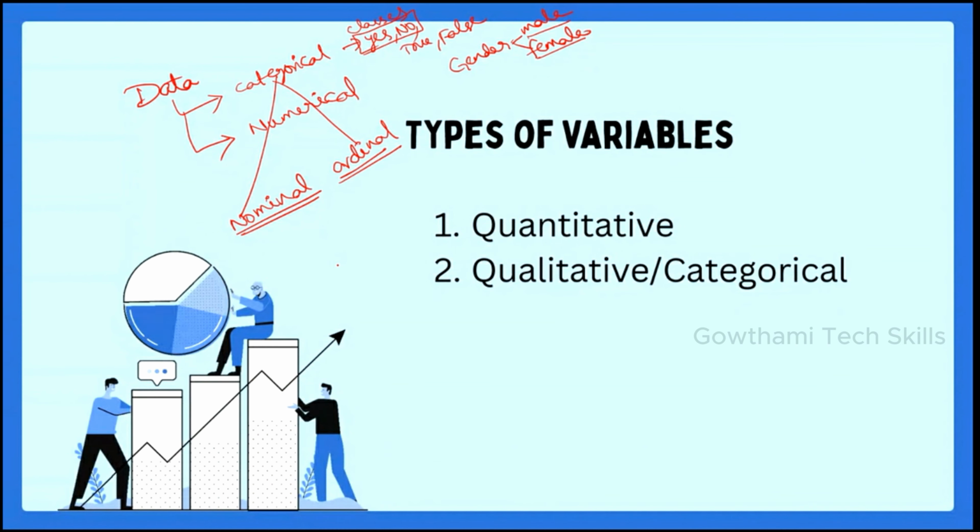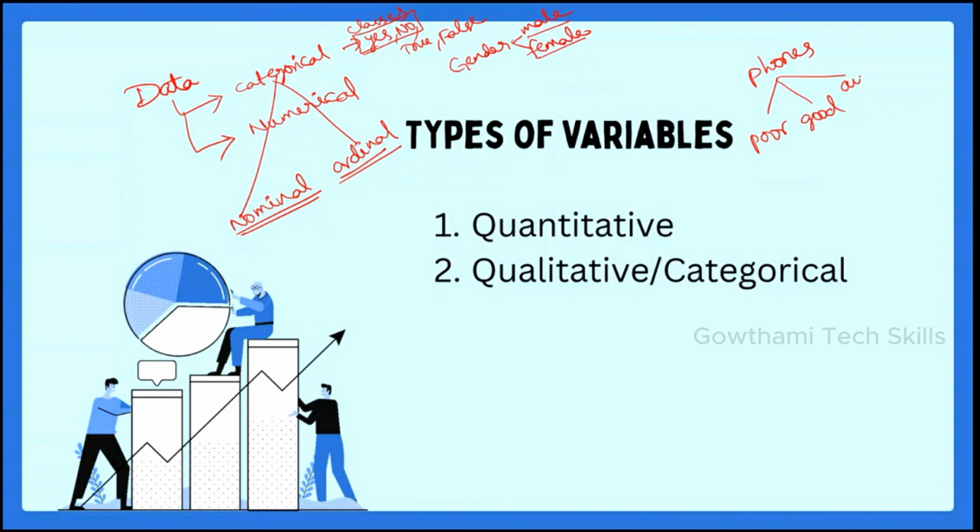And ordinal means where we are able to order it. For example, if you are performing a survey on phones, you just give a rating: poor condition, good, or average. Or you can say yes or no. This is an order, right? So you can arrange it in order. This kind of data I call ordinal data. So categorical is of two types, nominal and ordinal. Nominal is data that cannot be ordered, whereas ordinal is data that can be ordered.